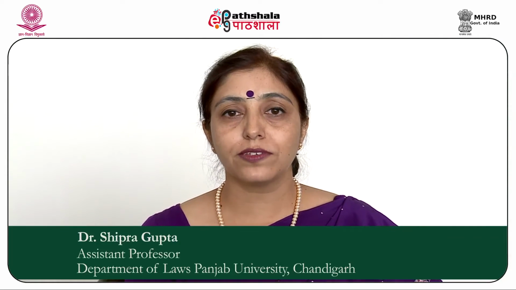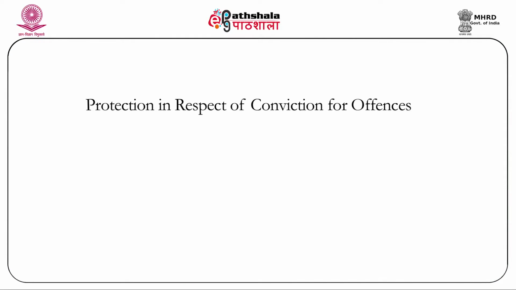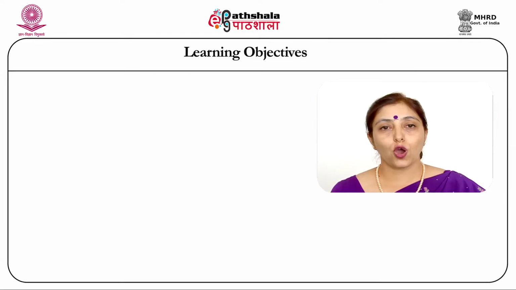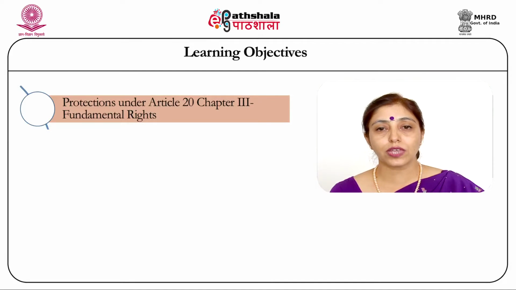I am going to give a presentation on the topic titled Protection in Respect of Conviction for Offences. The objective of this topic is to create awareness about the constitutional rights of the accused. Article 20 of the Constitution of India under Chapter 3, relating to fundamental rights, exclusively deals with the constitutional protections and safeguards to a person accused and convicted under the criminal law.